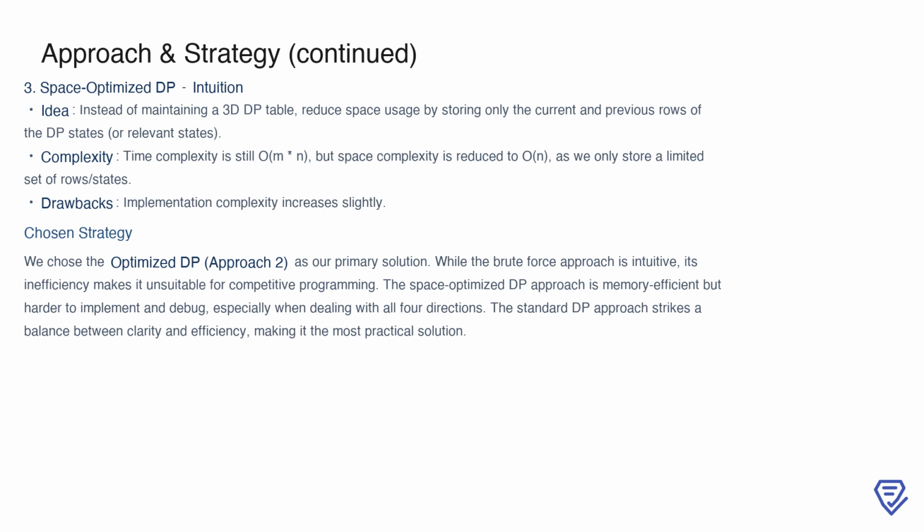Managing reduced states and ensuring correctness in all four directions can make the code harder to understand and debug. Ultimately, while this space-optimized approach is efficient and memory-friendly, its increased complexity may not always be justified, especially when clarity and maintainability are priorities. For this reason, we opt to use the standard DP approach as our chosen strategy, as it strikes a balance between efficiency and simplicity, making it the most practical solution overall.